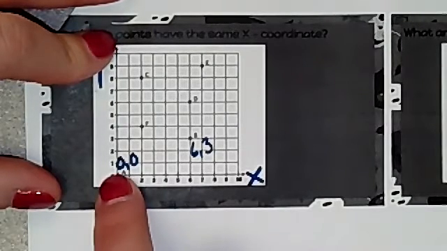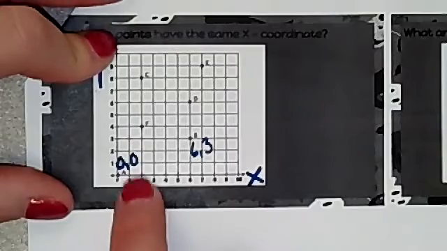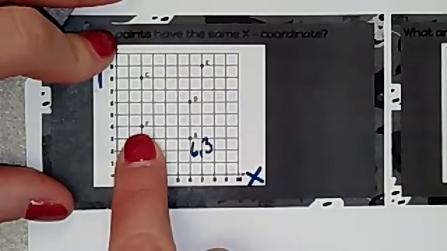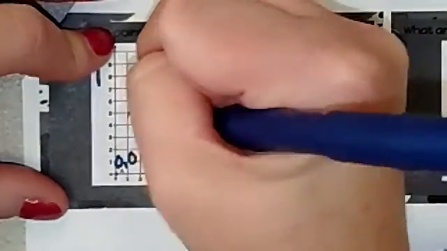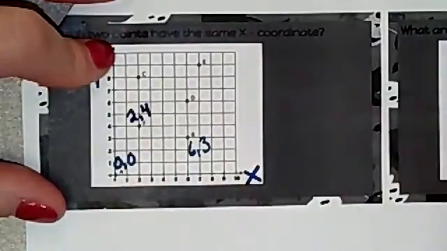Start at the origin. How many do I run over? That's 2. And then how many do I jump? Very good. So this is 2, 4. What about C, Sydney? What do I run? What do I jump?